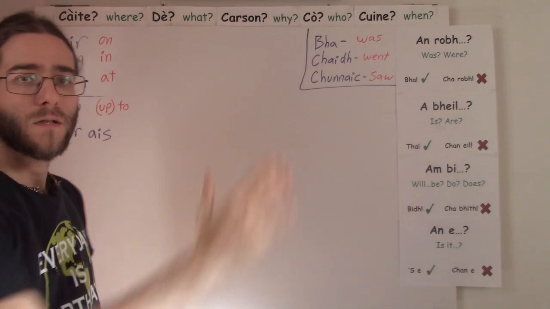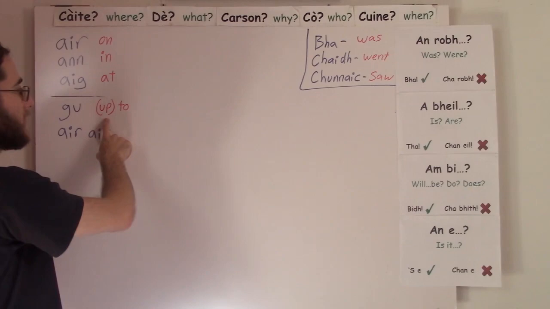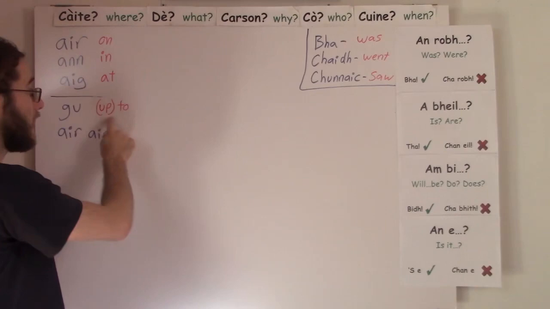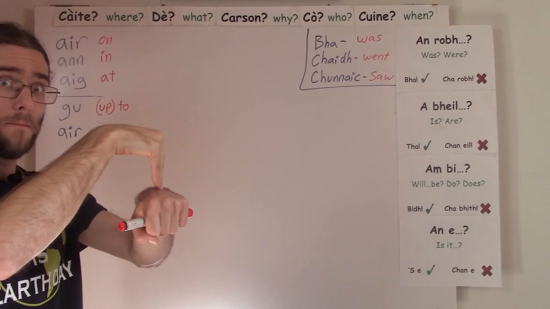Gleva. Goo. In modern Gaelic, goo is used a lot. It's losing this sense of up to. However, that doesn't mean that we need to follow that. Let's preserve this up to. It's important. Goo. Up to, right? Goo. Air. Aun. Ache.